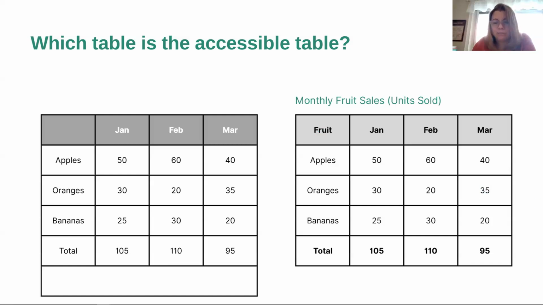And the reason is that you need to mark it as a header row, because the screen readers will read each cell in a linear sequence with no context. So for instance, if it doesn't have a header, it's just going to keep going 50, 60, 40, read across, right? It's not going to let you know that, okay, January is a header, and then we're going to talk about apples, which are 50 units sold in January.